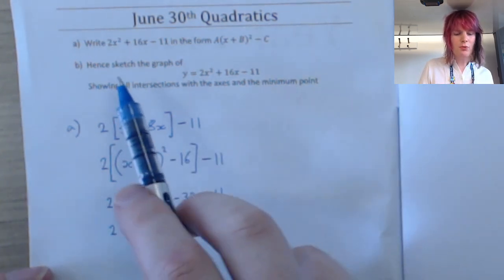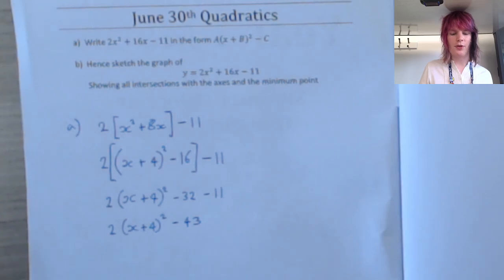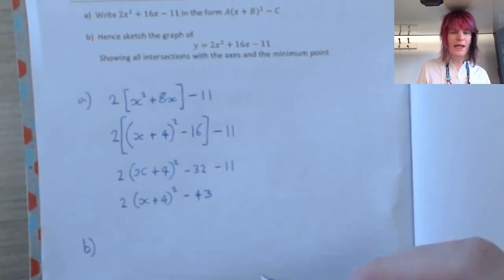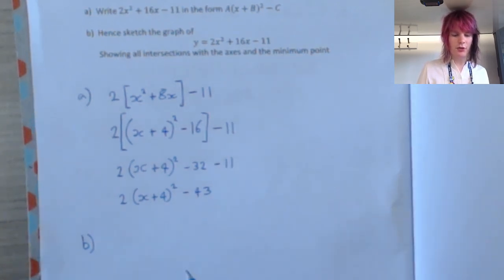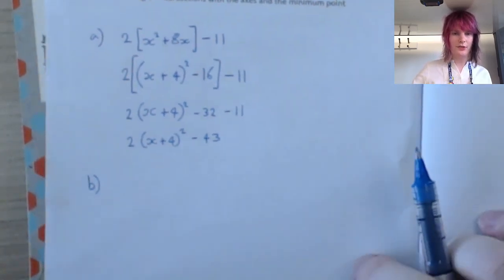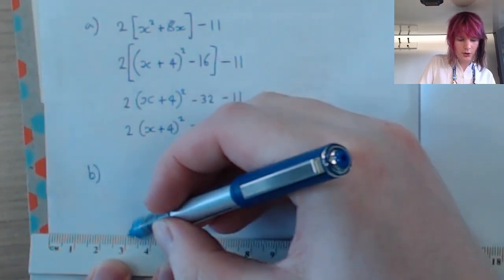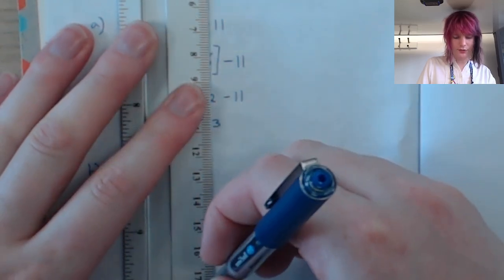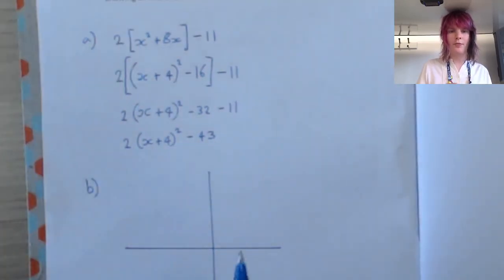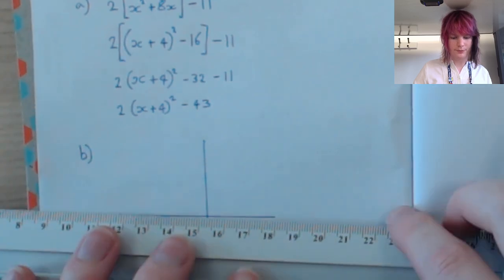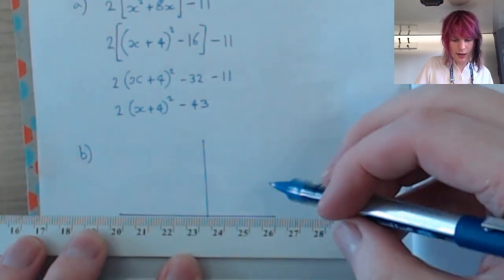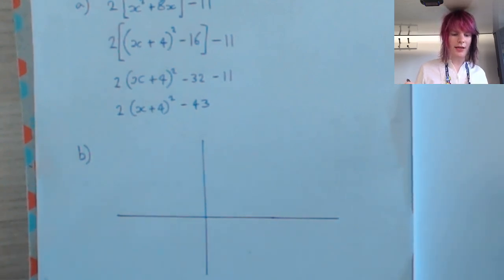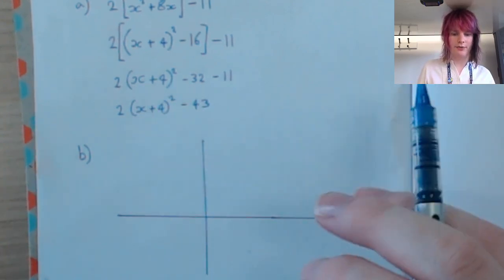So now it comes to part B. We want to sketch the graph showing all intersections with the axes and the minimum point. So for part B, we're going to take this expression, we're going to draw a set of coordinate axes like so. These do not have to be incredibly precise. We just need two straight lines that I can sketch a graph on. There we go. And we can use the information from this quadratic here to sketch this graph.